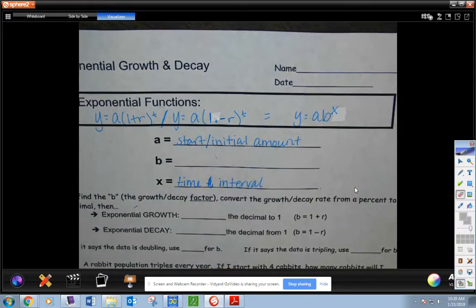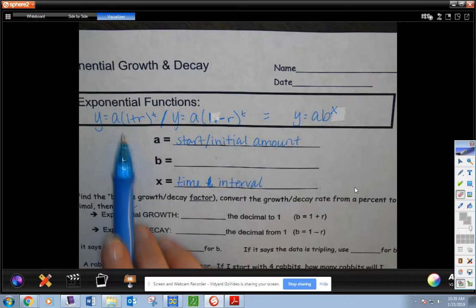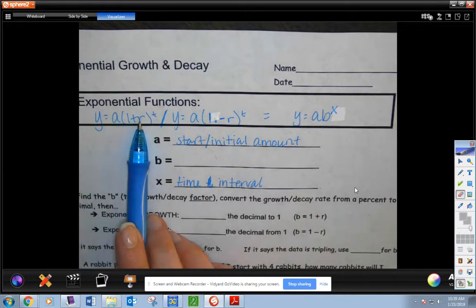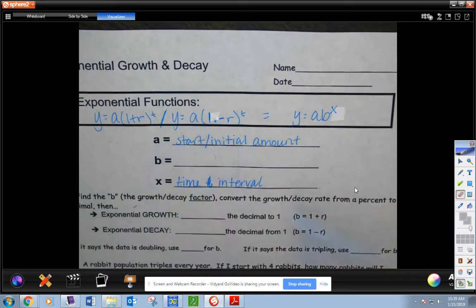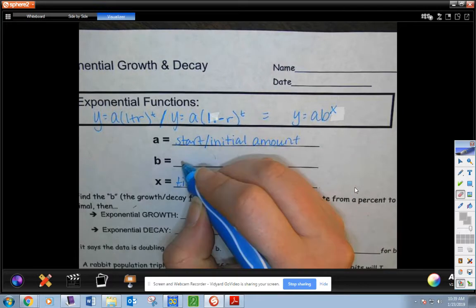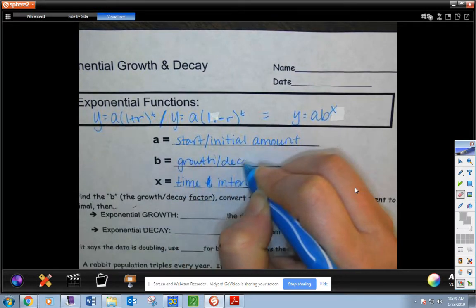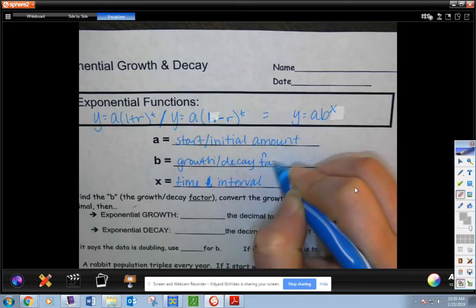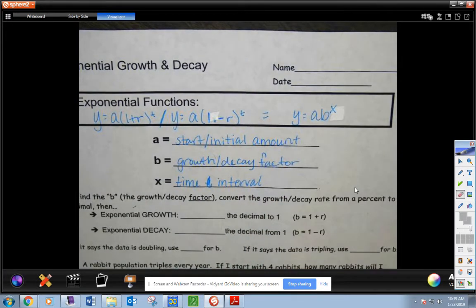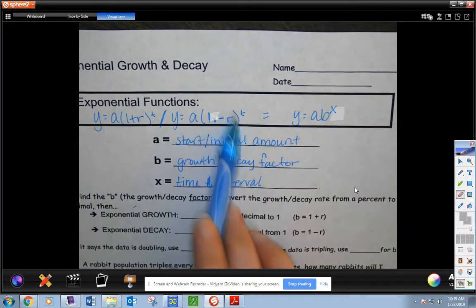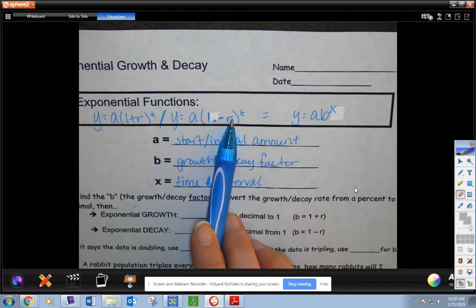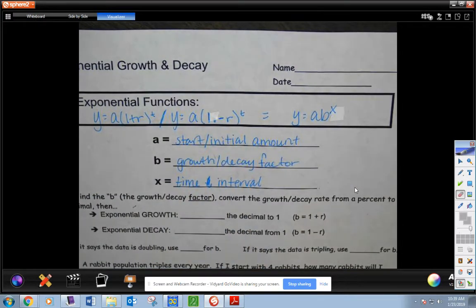Now, b is the only thing different, where we had for growth 1 plus the rate and for decay 1 minus the rate. So b is actually going to stand for your growth or decay factor. What I mean by factor is they're going to actually put this all in one piece together. It's no longer going to be 1 minus r. It's already just going to be that decimal.